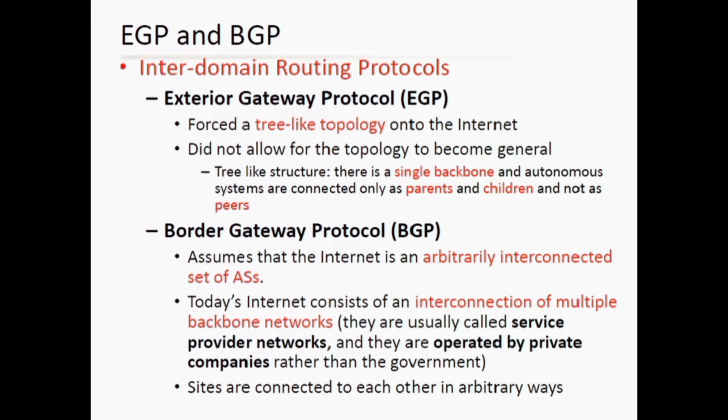Coming to Border Gateway Protocol, BGP assumes that the Internet is an arbitrarily interconnected set of autonomous systems. Of course, today's Internet consists of an interconnection of multiple backbone networks. These are usually called service provider networks, and they are operated by private companies rather than the government. Sites are connected to each other in arbitrary ways.